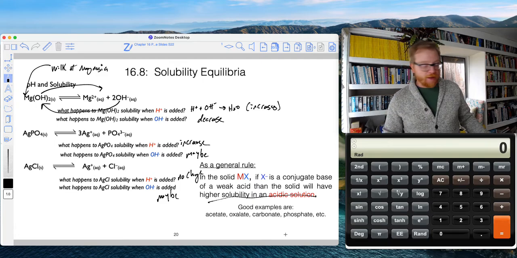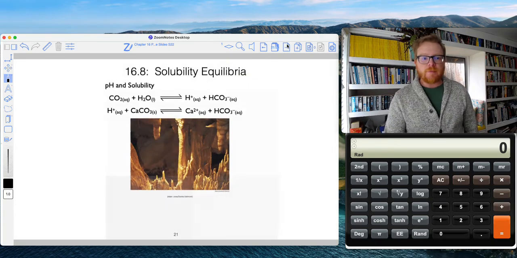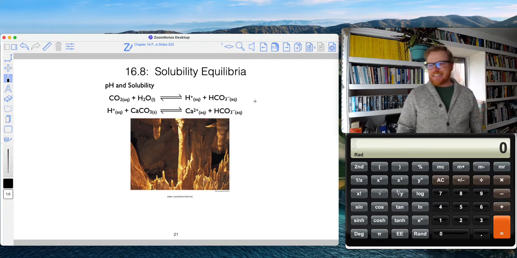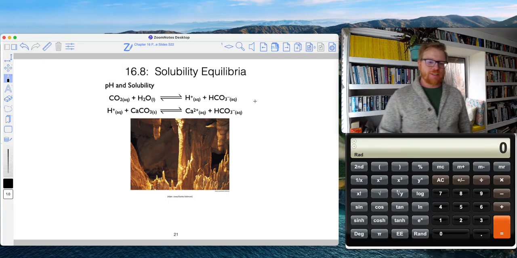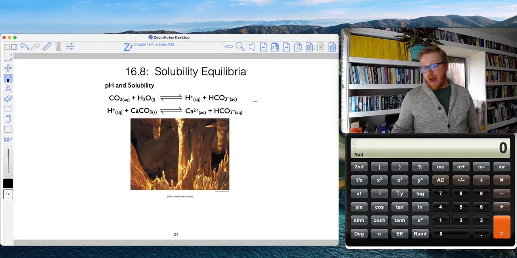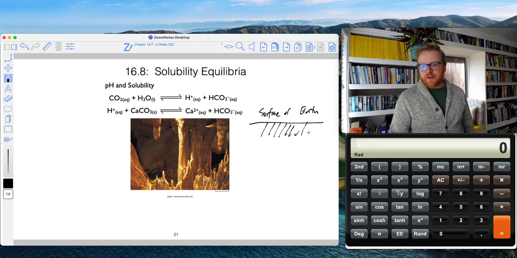Okay? Because those are all conjugate bases of weak acids. So as a really cool example of this, I want to talk about stalactites and stalagmites. For those of you that are geologists, you might find some interest in this, or perhaps you've already learned about this. But the way this goes, imagine we've got the surface of Earth, and particularly areas that are rich in limestone.